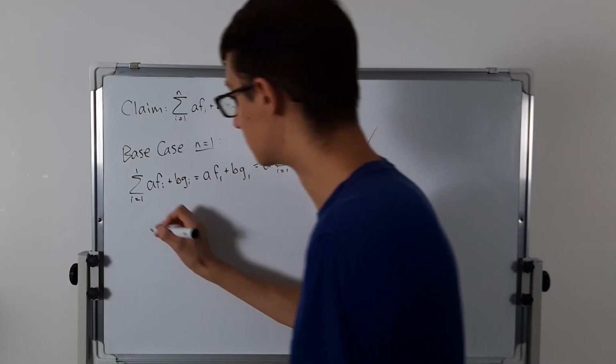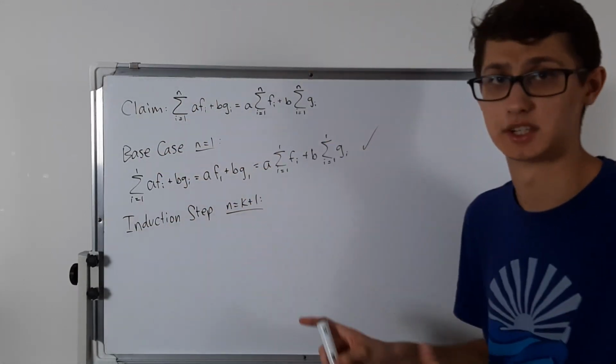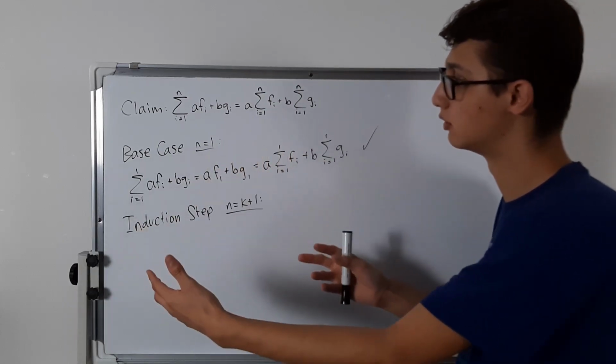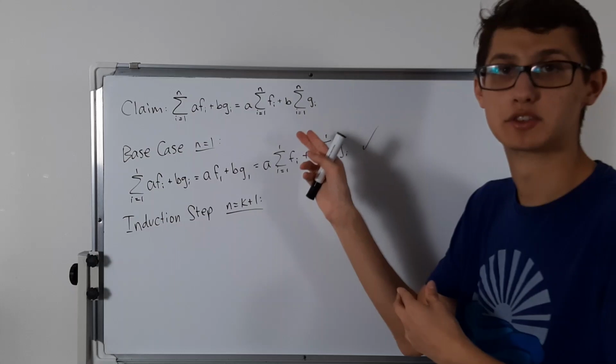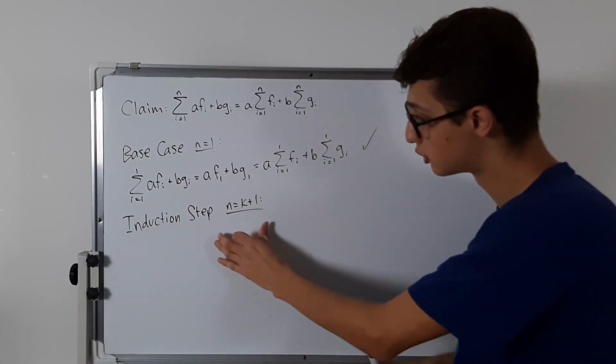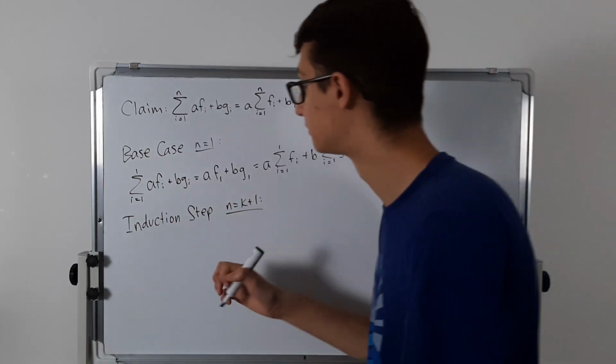So now the induction step. The part I omitted is the induction hypothesis. All that says is, let's assume that this statement is true for n equals k. The induction step is saying, okay, assuming that's true, what about n equals k plus 1? Okay, so let's do that.